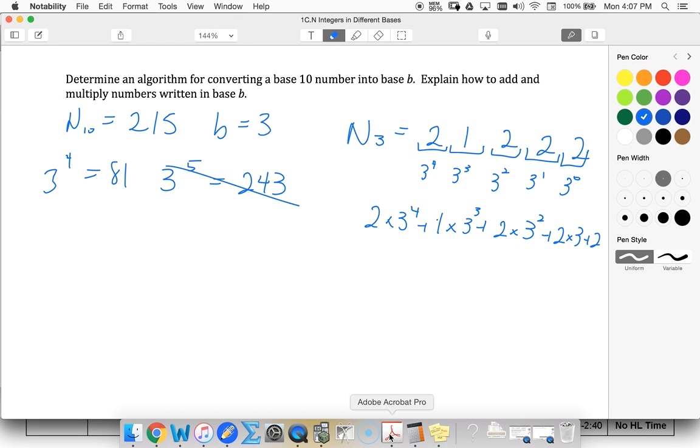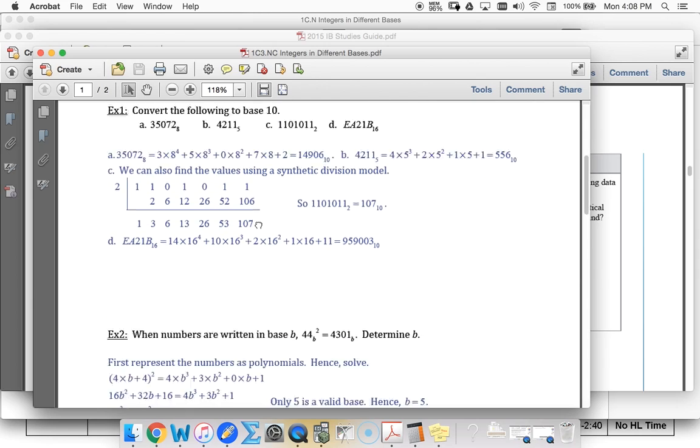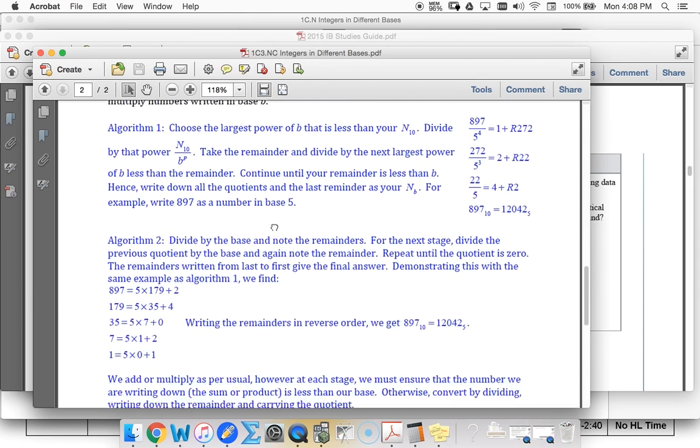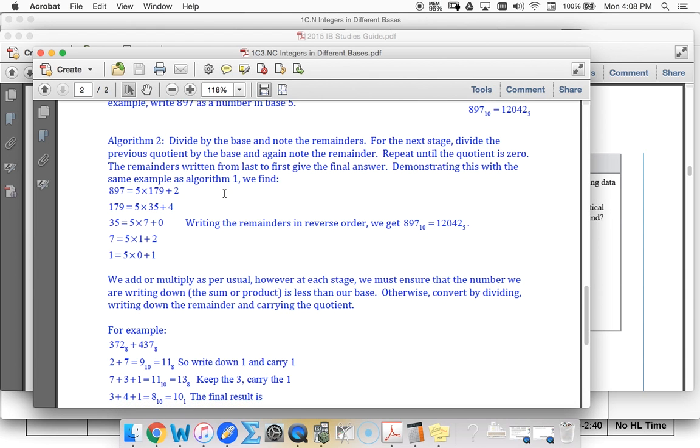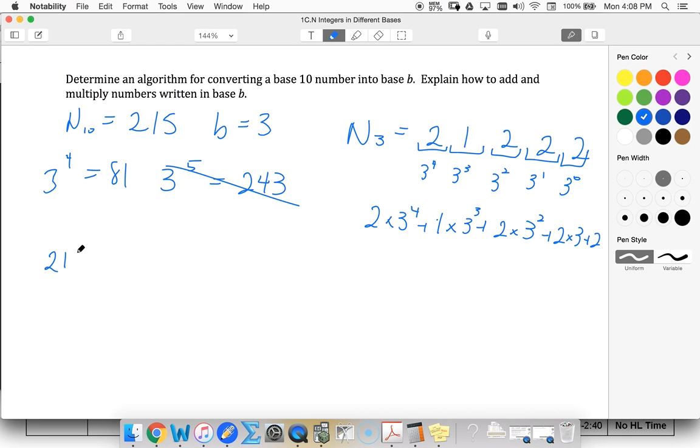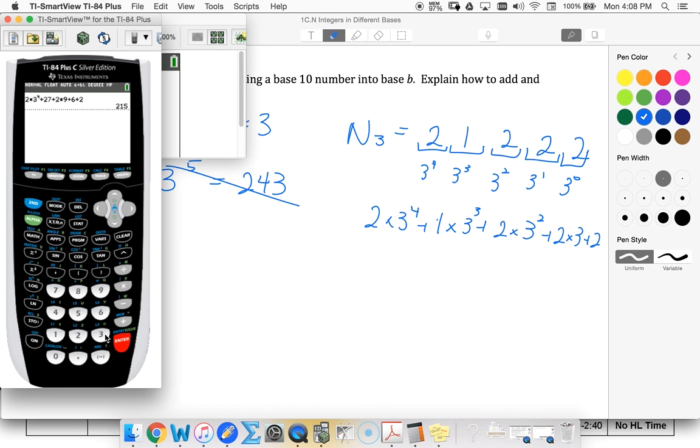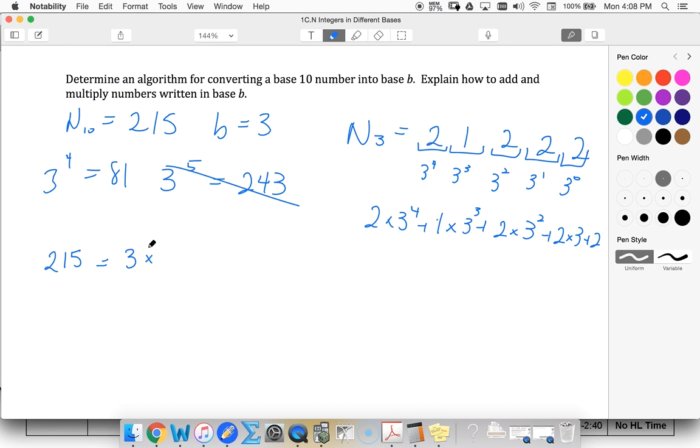The other method, if we look over in our completed notes, is to divide by the base each time and note the remainders. Let me show you what this is going to look like with our example here. If I take 215 and divide that by 3, that's the same as saying that it is 3 times 71 plus 2.